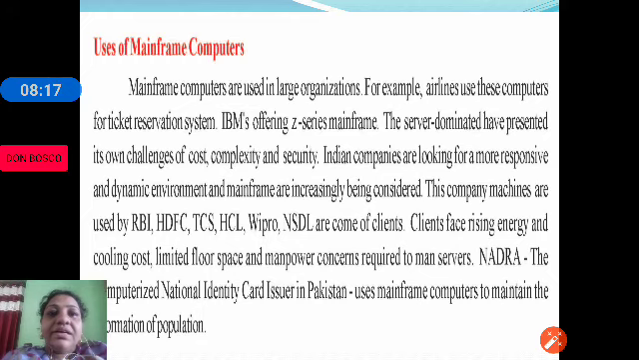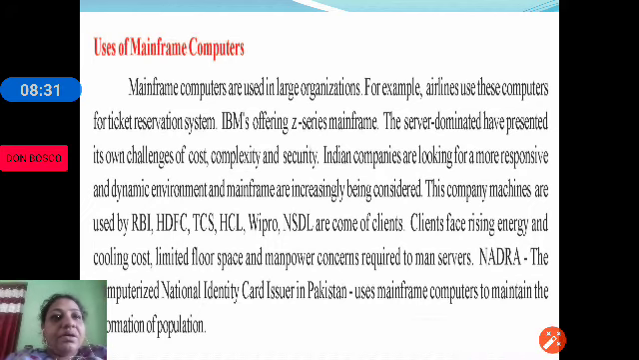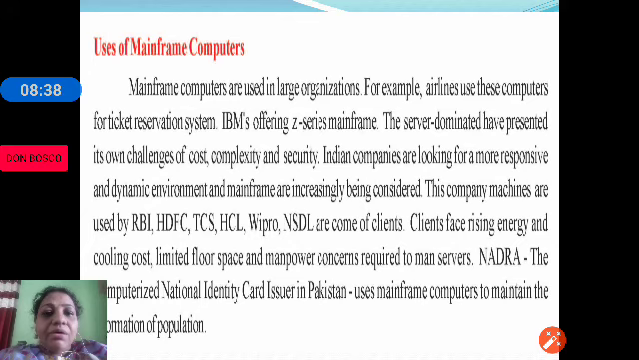Now we can see the uses of mainframe computers. Mainframe computers are used in large organizations. For example, they are used in airlines for ticket reservations. There are many other companies or government organizations who use mainframe computers.